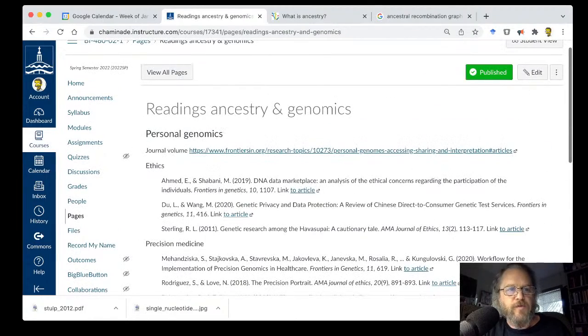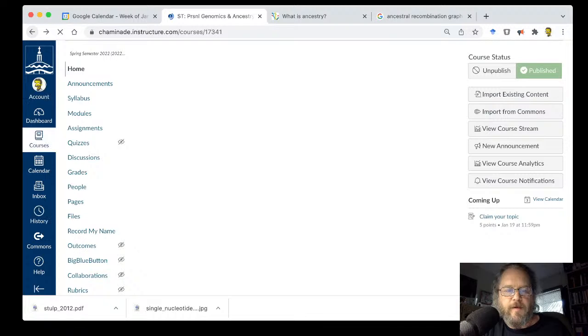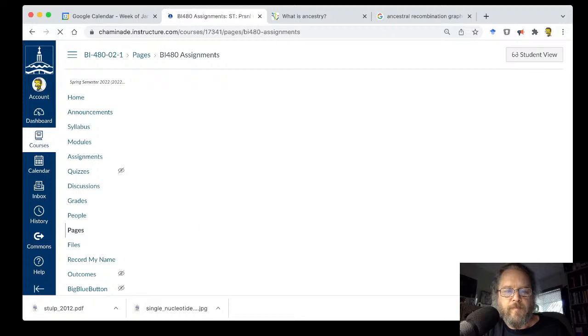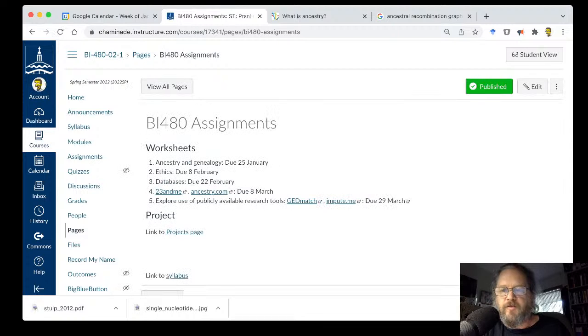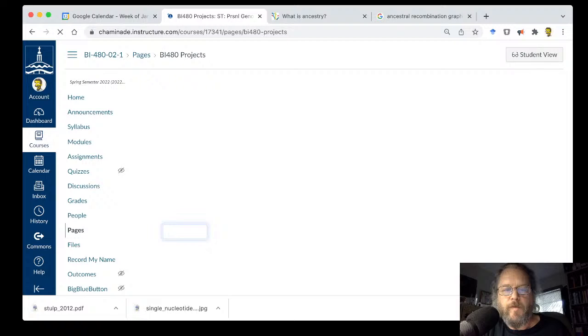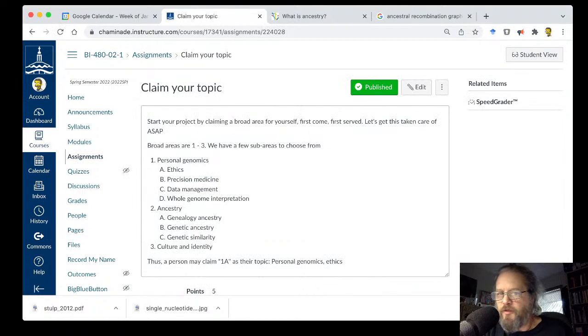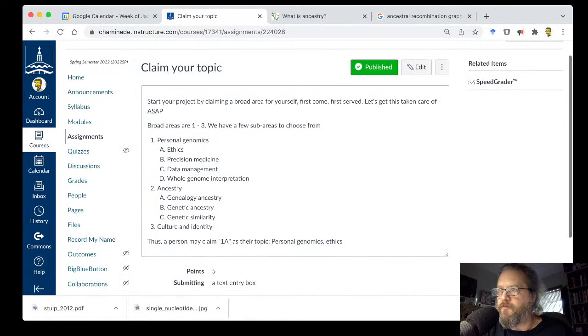So let's go back and review where we are with the project ideas. Okay, through assignments and the projects page. All right, so here we are. Through the projects page, you'll see your link to claim your topic. So let's take a look at that. Huge area to go through. Let's go ahead and assign you a topic, right? At least a topic area.